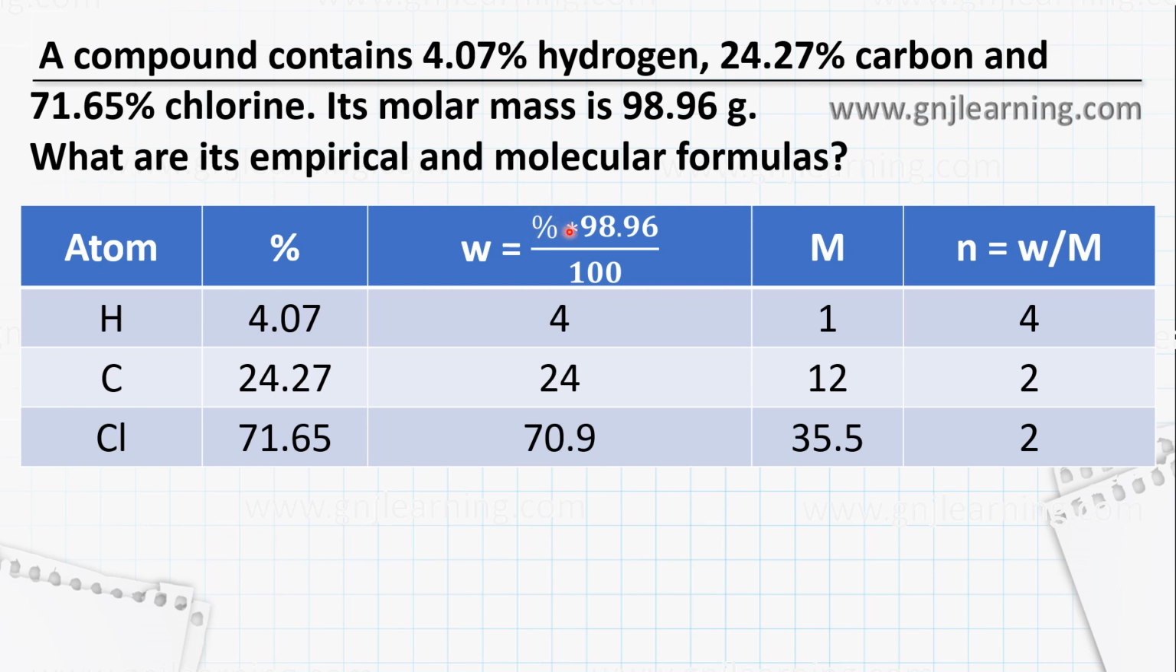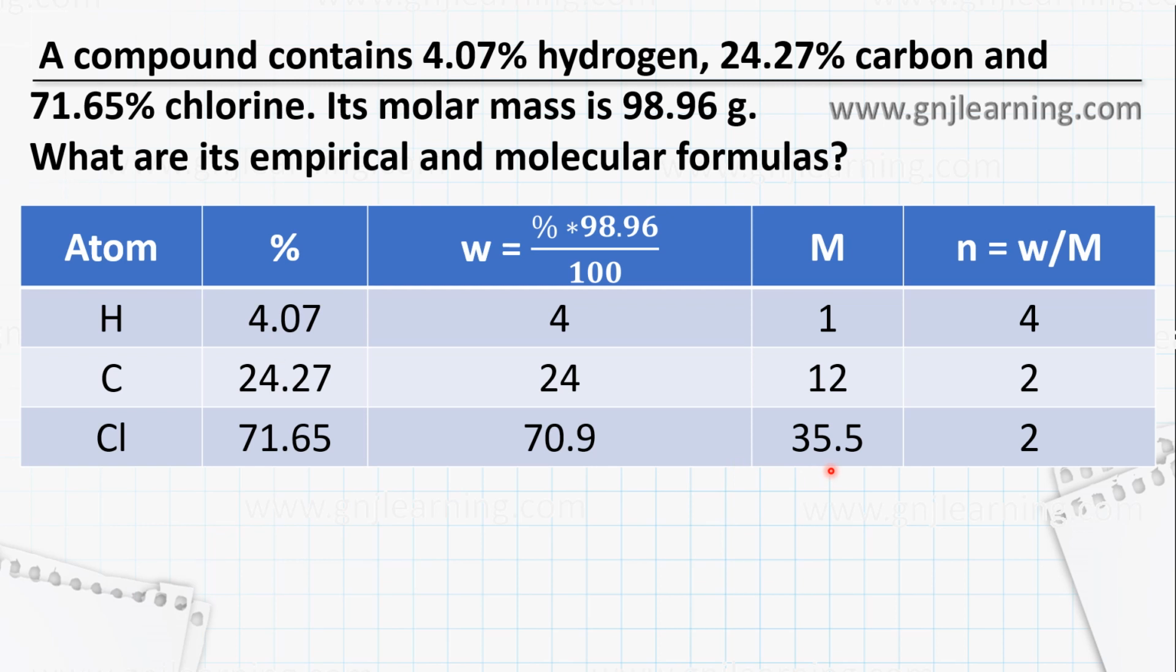Then you must know their molar mass. In one of our earlier parts we learned by heart the molar mass of hydrogen, carbon, or their atomic mass. So molar mass is nothing but their atomic mass by magnitude. So hydrogen is 1, carbon is 12, and for chlorine it is 35.5.